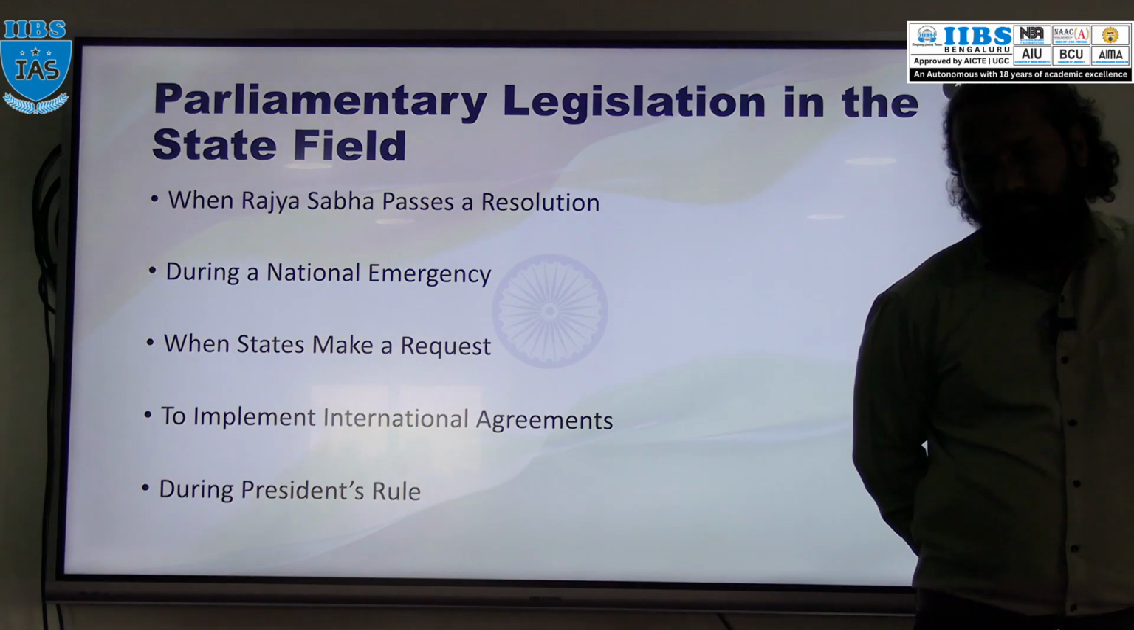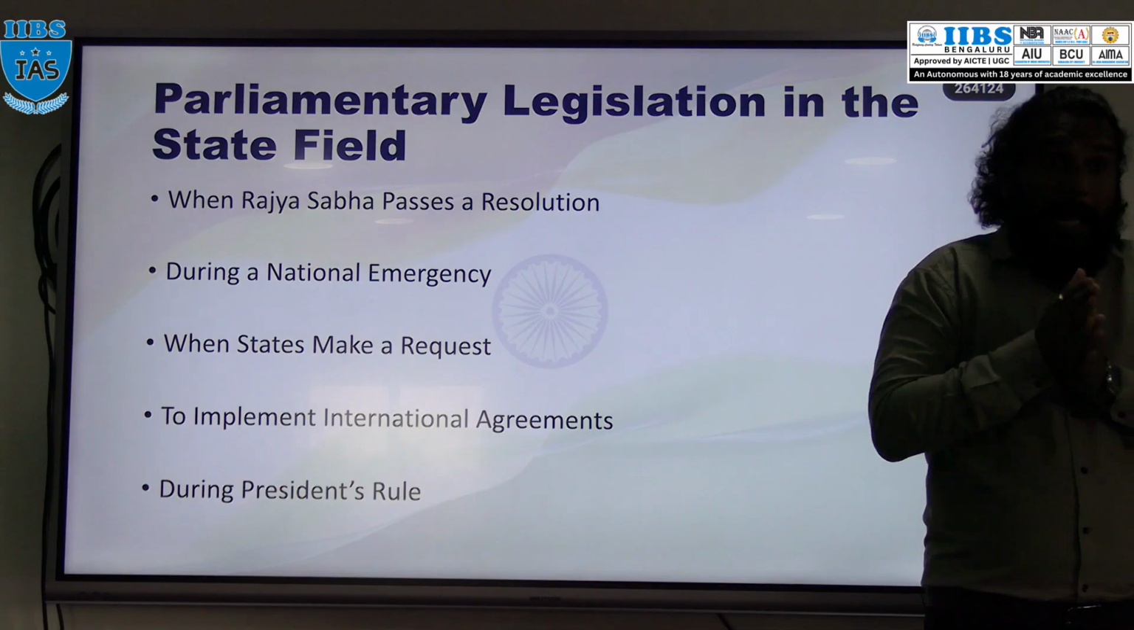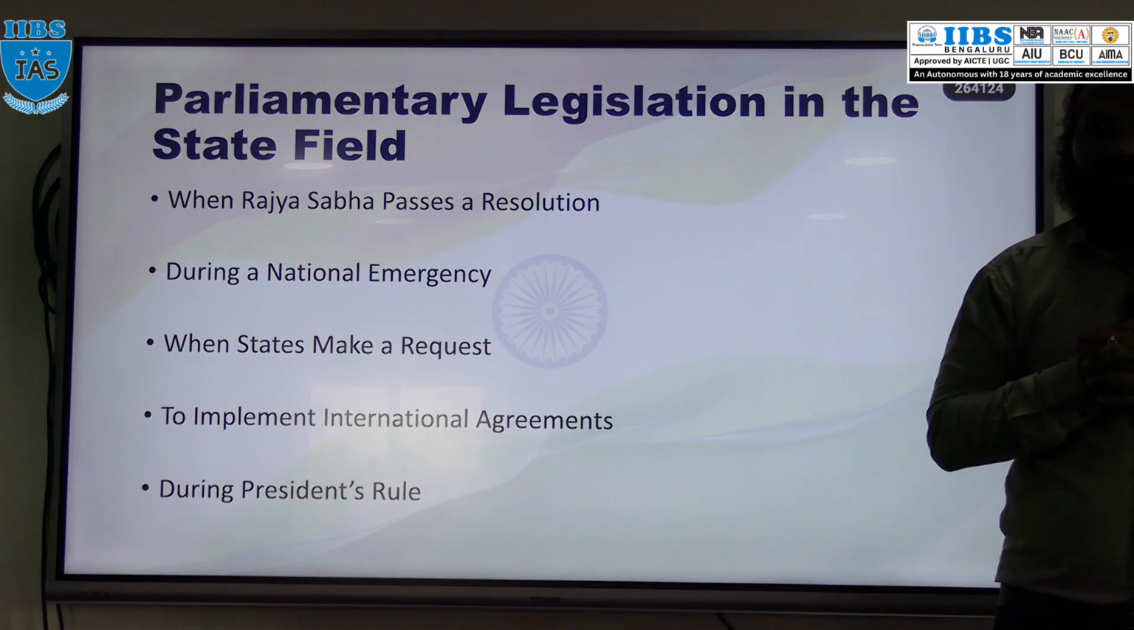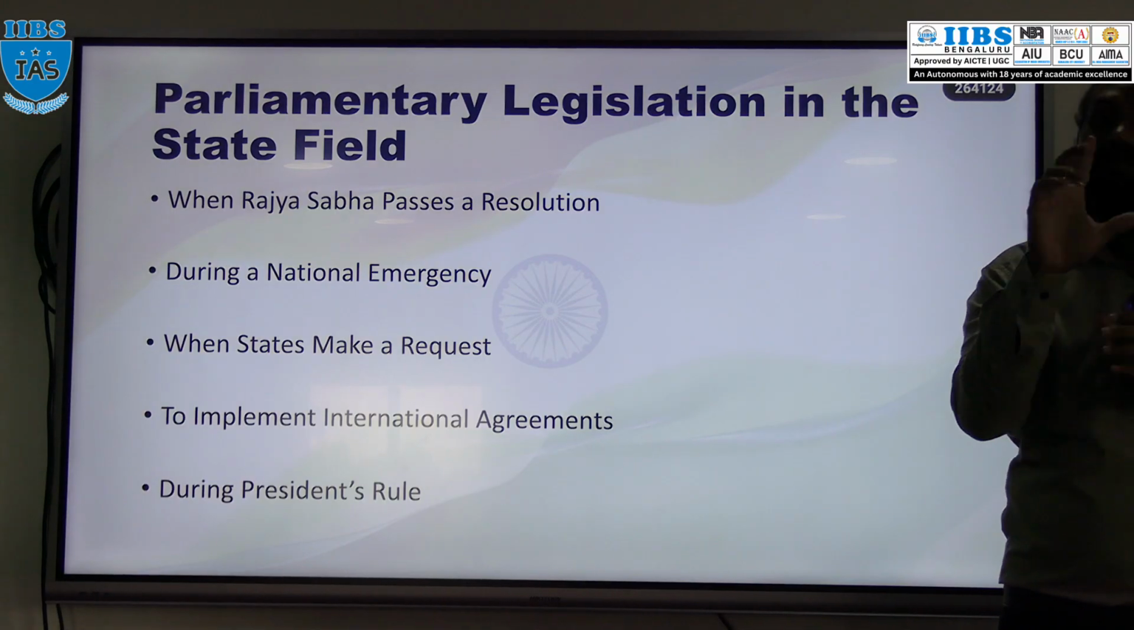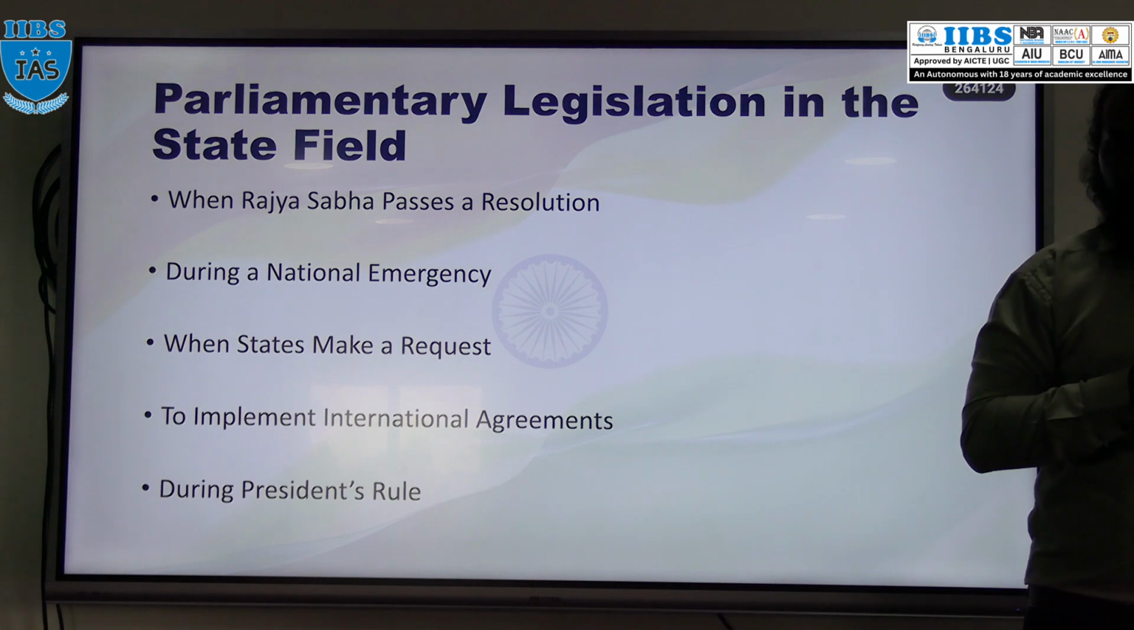Got it? Now next, when 2 or more than 2 states make a request to Parliament to make the law, at that time Parliament can make law.